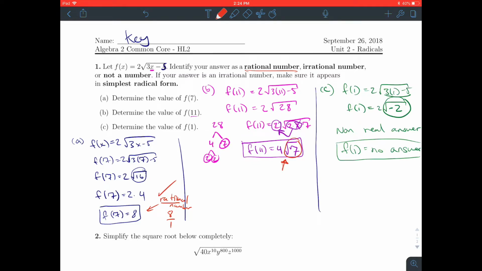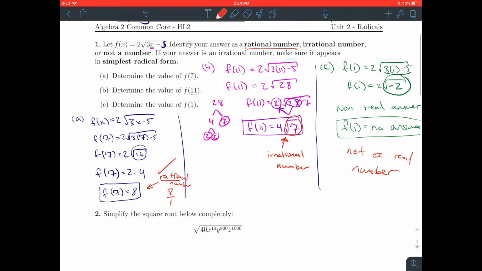4 root 7, because we have the square root of 7, will be an infinitely long, non-repeating decimal, an irrational number. There's no nice fraction representation of this number. And then finally here, this is not a real number, as I think I already wrote, but for some reason I am writing it again.